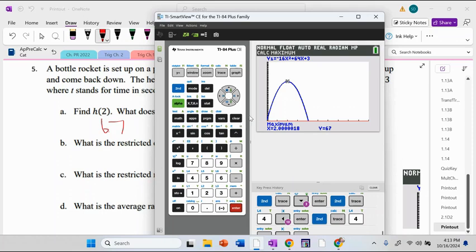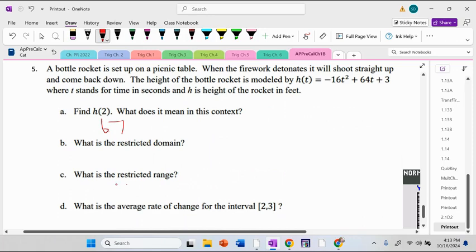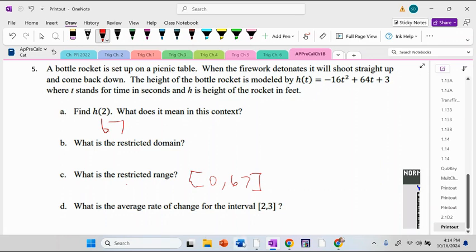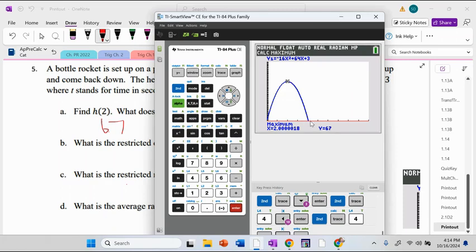Okay, now what am I doing? I'm finding the range because the range is the ball starts at 3 feet, goes up to 67, then ends up at 0. So the range is from 0 feet to 67 feet because I did find the maximum in context of the question. So once the rocket hits the ground, it's over. And then when will it hit the ground?